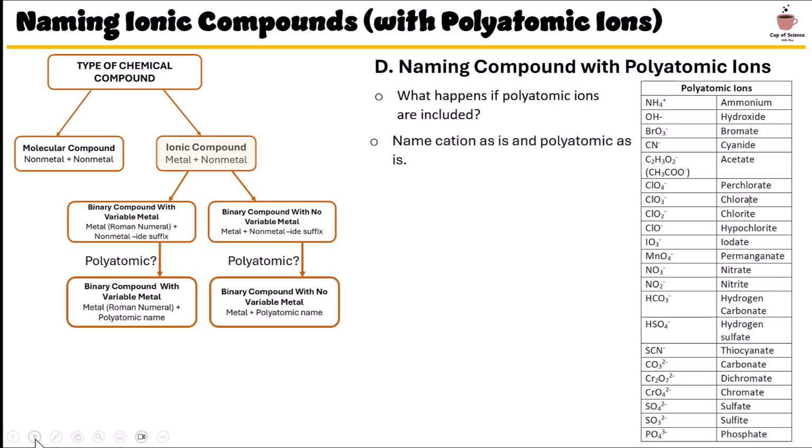Well, when these are present, you're going to name the cation or the metal just as the rule as you had before. The one with variable metal will have a Roman numeral. One with no variable charge, it will just name the metal as is. For polyatomic name that follows after, you don't change anything, the ending, you don't put IDE or change any suffix, but rather name just as is.